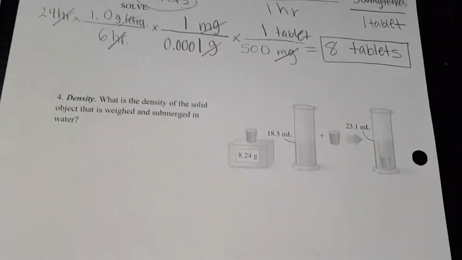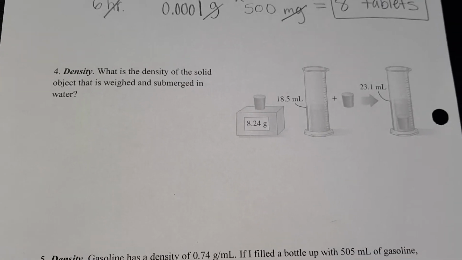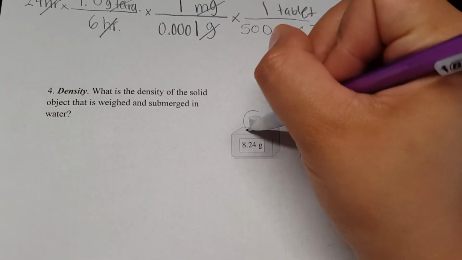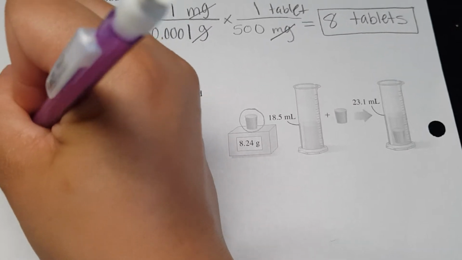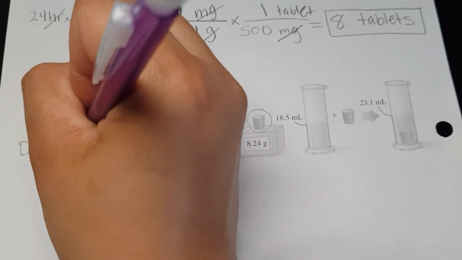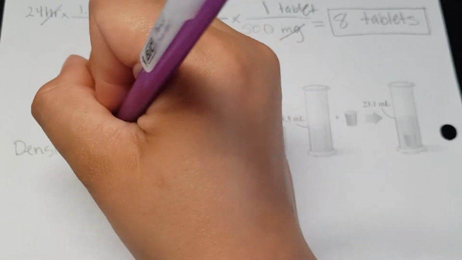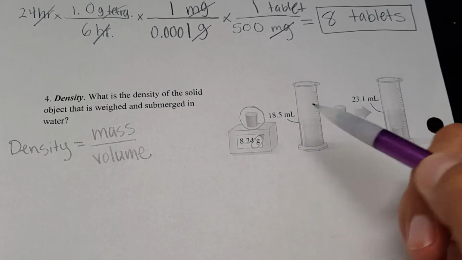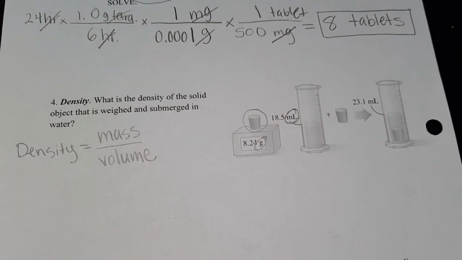Number 4, density. What is the density of the solid object that is weighed and submerged in water? So we are trying to find the density of this object. We know that the formula for density is mass over volume. And remember that grams is a measurement of mass and milliliters is a measurement of volume.